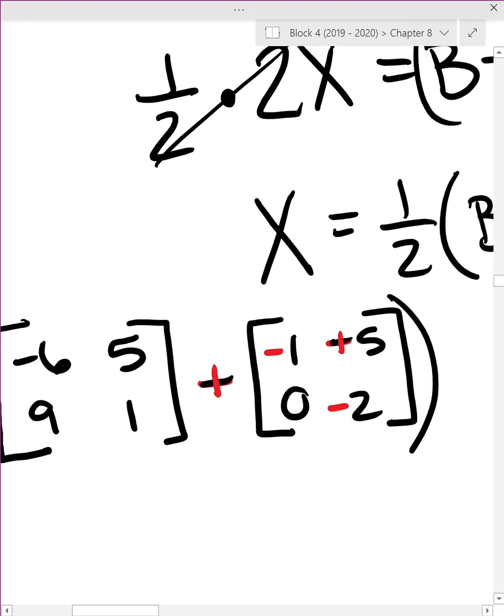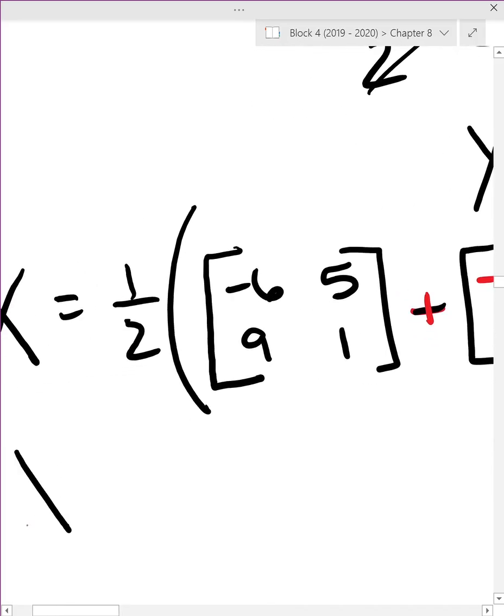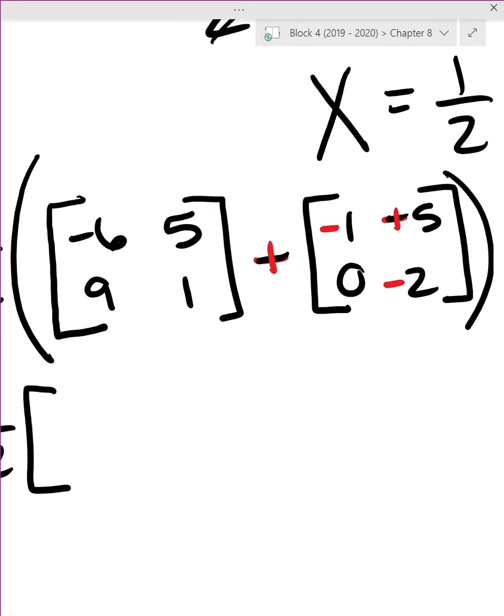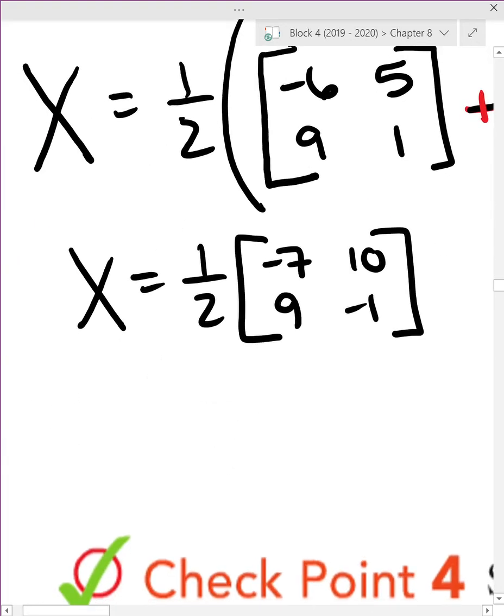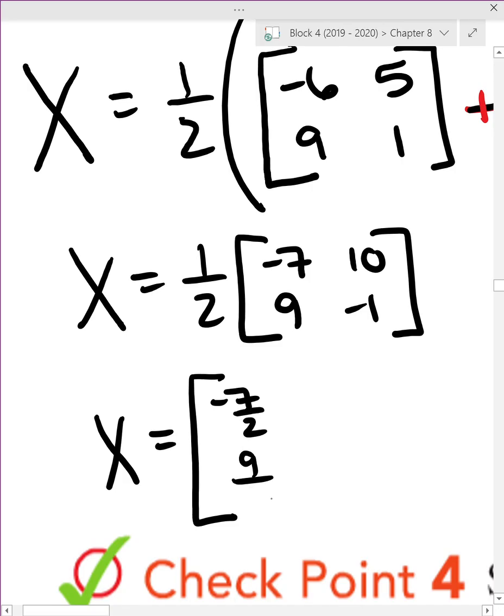And now I'm going to actually do the subtraction. Negative 6 minus 1 is negative 7. 5 plus 5 is 10. 9 plus 0 is 9. 1 minus 2 is negative 1. Then last, I'm going to multiply everything by a half. And I'll have x equals negative 7 halves, 9 halves, 5, and negative 1/2.